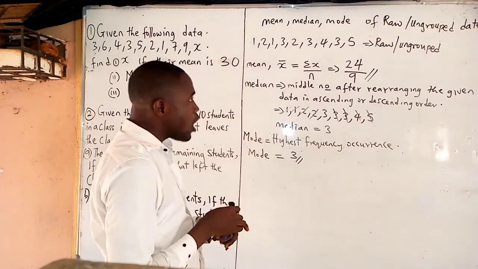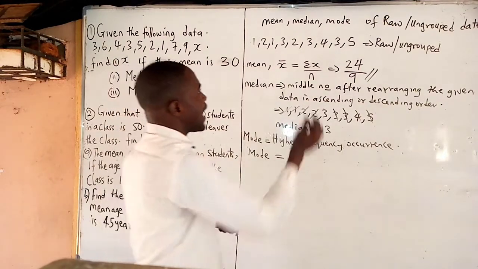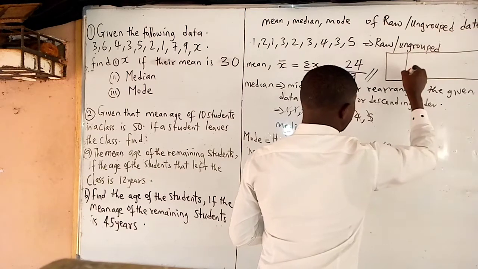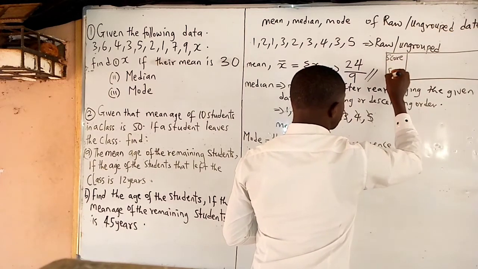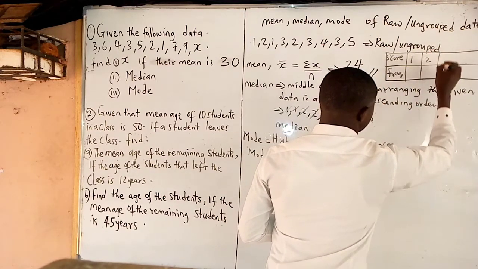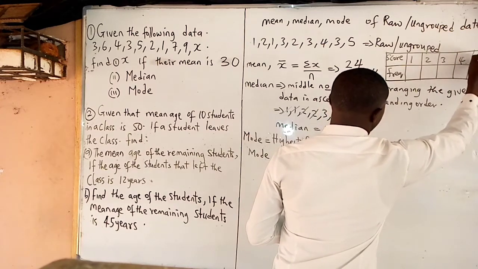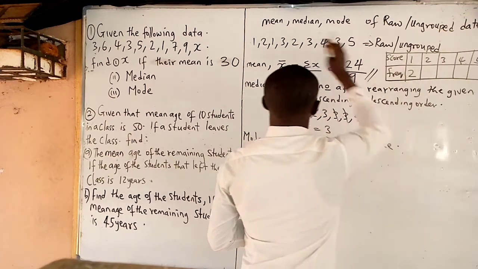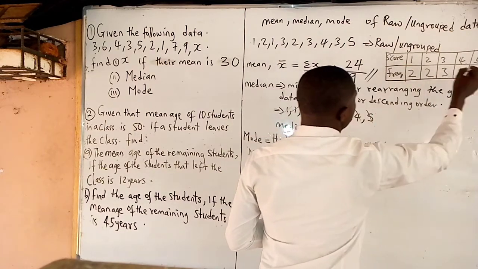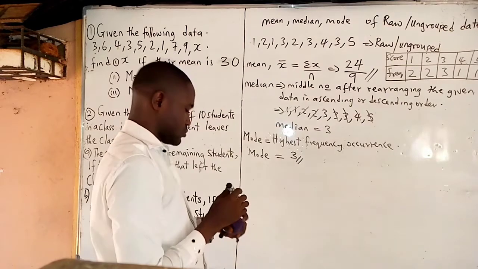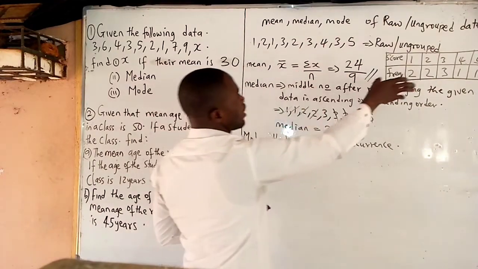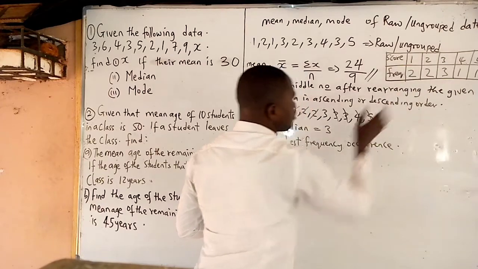Note that raw or ungrouped data can be packaged in table form. I can package this data in table form. Look at it. I can say here is score and here is frequency. 1, 2, 3, 4, 5. 1 appears how many? 2 times. 2 appears how many? 2 times. 3 appears how many? 3 times. 4 appears how many? Once. 5 appears once. I package it in a table form. Okay? So, you can have it in a raw form or you can also package it in a table form. This is still raw or ungrouped data.